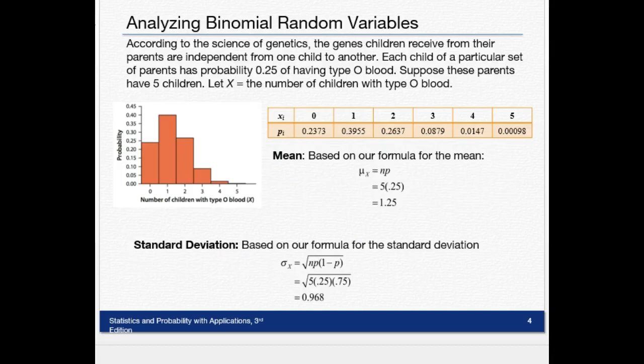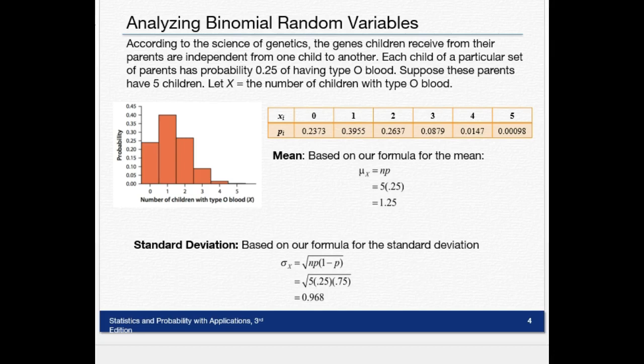According to the science of genetics, the genes children receive from their parents are independent from one child to another. Each child of a particular set of parents has a probability of 0.25 of having type O blood. Suppose these parents have 5 children. Let x equal the number of children with type O blood. So it is binomial. It passes the test: success is having type O blood, failure is not having it. Independent: one kid's genes are independent of the other's, they told us that. N, the number of trials, is 5 children. And S, the probability, is the same each time, 0.25. So we know it meets the criteria, and here's our distribution table.